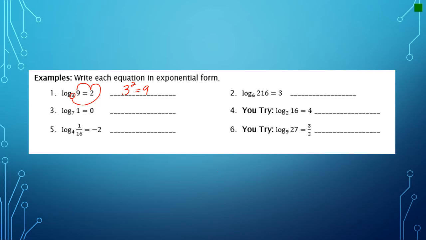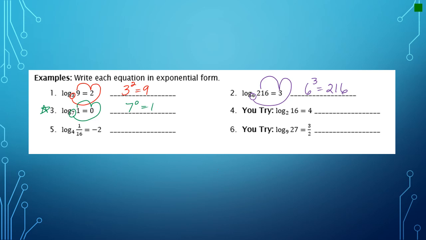All right, for number 2, here's my base that goes to this exponent, and it equals 216. So 6 cubed equals 216, and if you put that in your calculator or if you have it memorized, 6 cubed is 216. So that makes sense. All right, for number 3, 7 to the 0 power equals 1. And remember, that was one of the properties we talked about in lesson 1. Anything to the 0 power always equals 1. So anytime you have an equation like number 3 where it equals 0, that will always be your exponent when you put it back into exponential form.